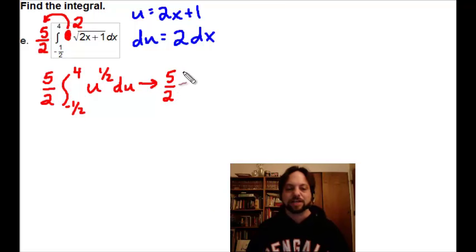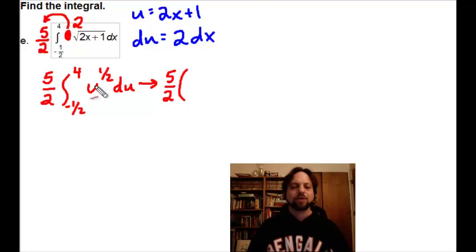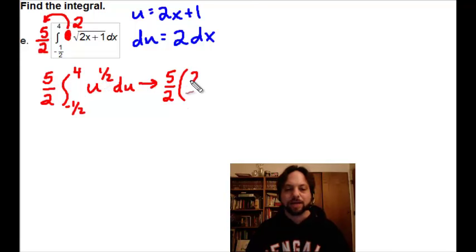We'll have this 5 halves hanging out on the outside. When I integrate u to the 1/2, what I'm going to end up with is 2/3 u to the 3 halves. That will be integrated from negative 1/2 up to 4. And, well, let's see here. The 2's are going to cancel out. And so what I'll end up with is 5/3.